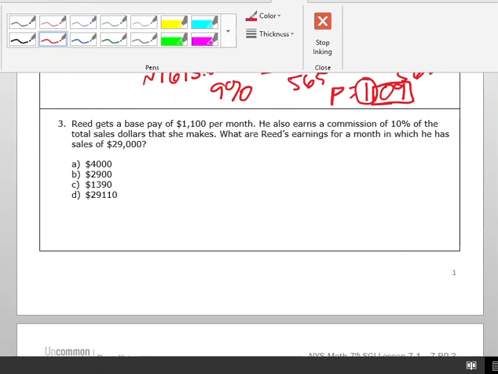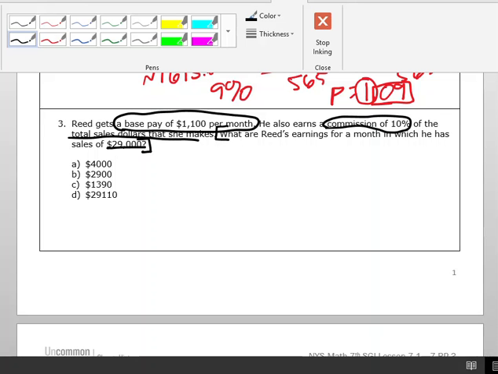And we'll do this one commission problem here on the do now. Reed gets a base pay of $1,100 per month. He also earns a commission of 10% of the total sales in dollars that she makes. It's a he and a she. Fine. He or she. What are Reed's earnings for a month in which he has sales of $29,000? Okay, so I'm being asked about the total earnings.